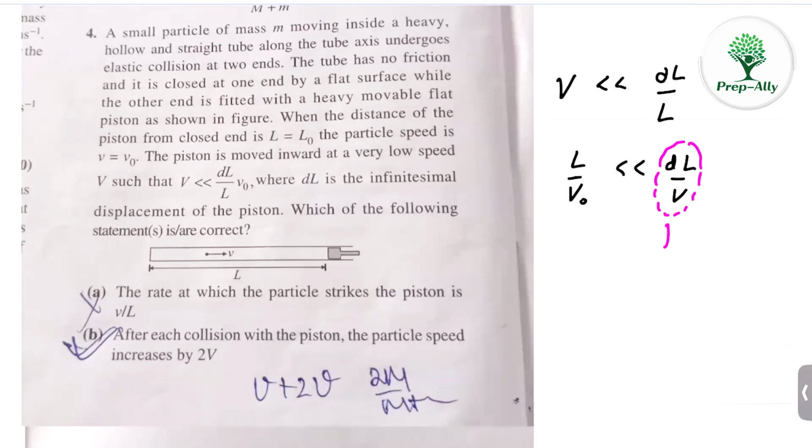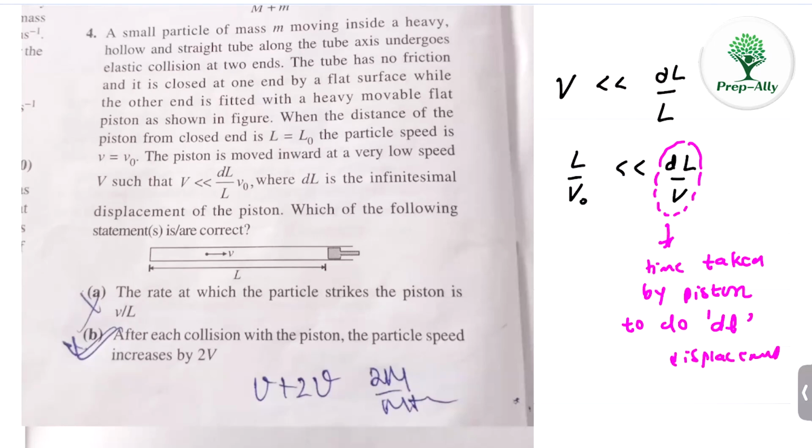This is the time taken by the piston to do dl displacement, because someone external is moving the piston with a constant but very low velocity, which is v. So to do a tiny displacement dl, where dl is itself very small, the piston needs a time dl by v.